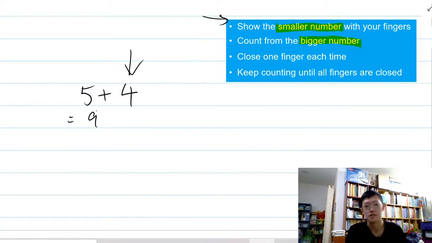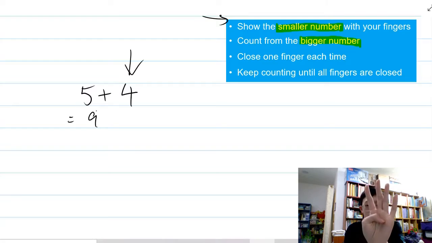That's it. That's what it means by closing one finger each time. So you start from 4, because 4 is a smaller number, and you count from 5. So you close one finger each time until all your fingers are closed. So let's try again. 5, 6, 7, 8, 9. So our answer is 9.